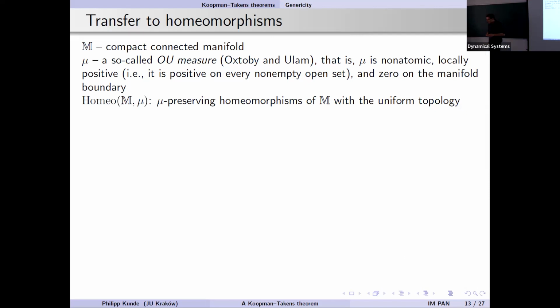Okay. Since we are talking about genericity and dense G delta sets, there is a very striking result that one can transfer genericity results from measure preserving transformations to genericity results for homeomorphisms. The setup for that is a compact connected manifold with what is sometimes called an Oxtoby-Ulam measure, or a good measure, namely those measures that are non-atomic, locally positive, and zero on the manifold boundary.